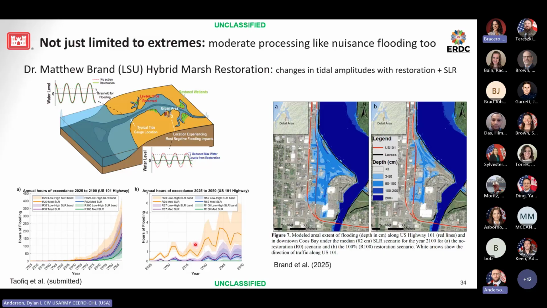So we've taken the continuous time series that is produced by the weather emulator. We've coupled it with Dr. Brand's hybrid model that is actually able to determine how the tidal amplitudes within an estuary change depending on the restoration component. So he's got an AI model that is able to do that. And now we're able to start, in this case for Coos Bay, Oregon, make projections of the hours of exceedance for water levels on places like US Highway 101. That's the main transportation hub through that town.